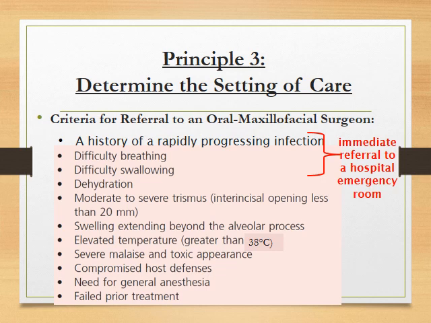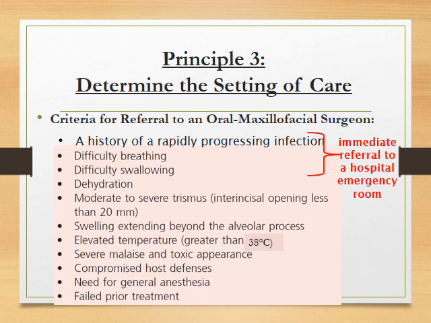First of all, is a history of a rapid progression of infection. Infection that is rapidly progressing through 1 to 2 days with a large swelling and pain is a greatly alarming sign, and this patient needs to be immediately hospitalized.